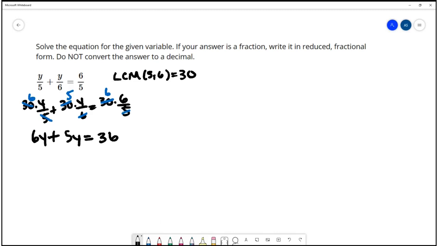We can combine like terms. 6y plus 5y is 11y, and we'll divide by 11, and we have 36 over 11 as our solution. This is already reduced, so we're going to leave that in this form, 36 over 11.